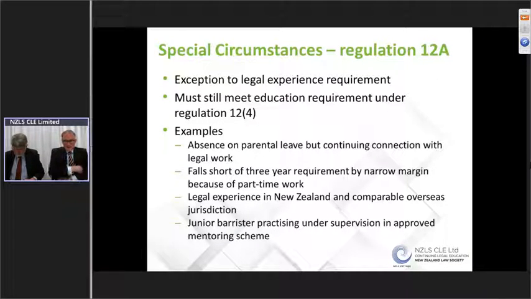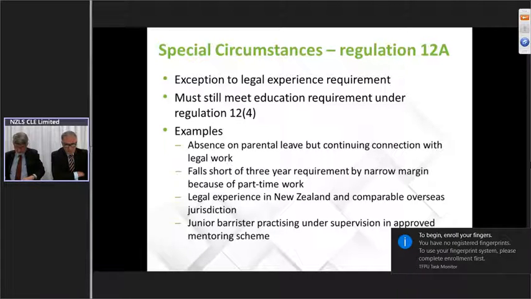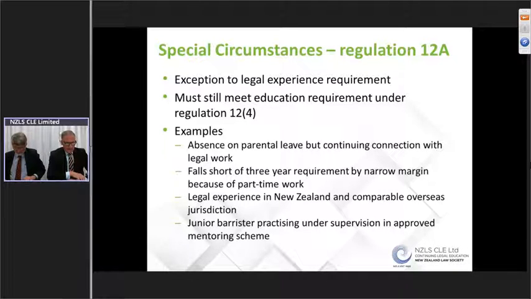I want to talk now about the special circumstances concept in Regulation 12A. It is related to my last topic of recent legal experience because it is an exception where a person is applying not having fulfilled the 3 of the last 5 years legal experience, but nevertheless thinks that he or she should not be kept out of practice on own account because of a rigid approach to the 3 out of 5 standard. So 12A exists to accommodate special circumstances, and importantly, it is intended to overcome difficulties with the timing requirement, but the educational requirement still prevails.